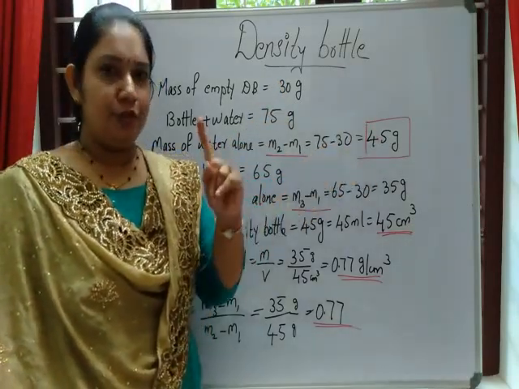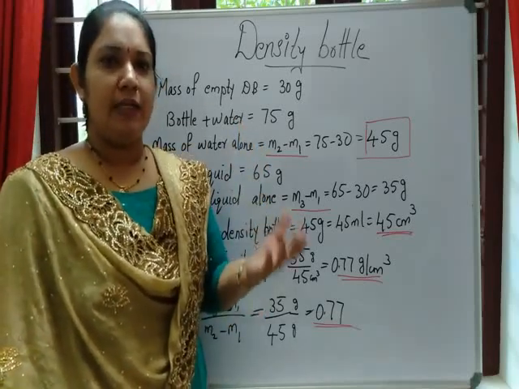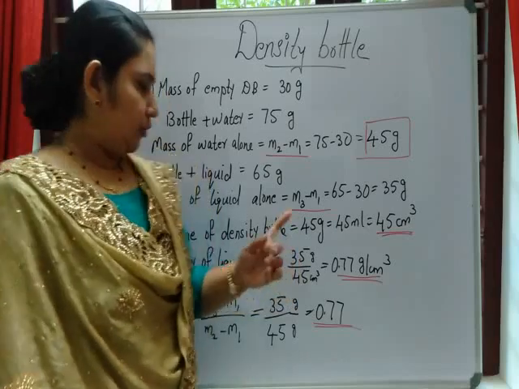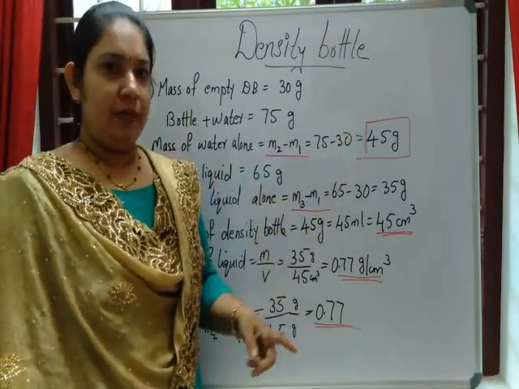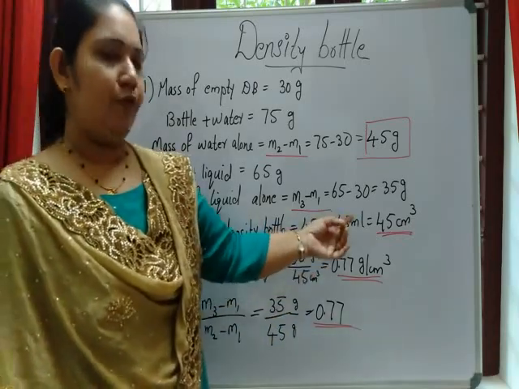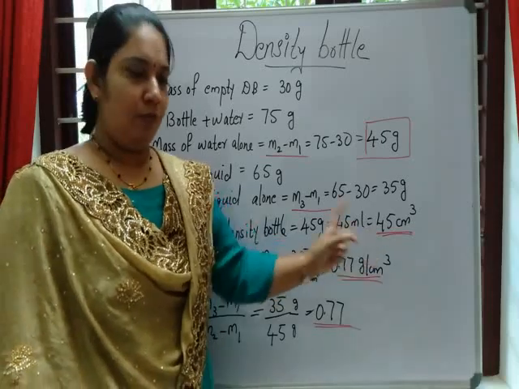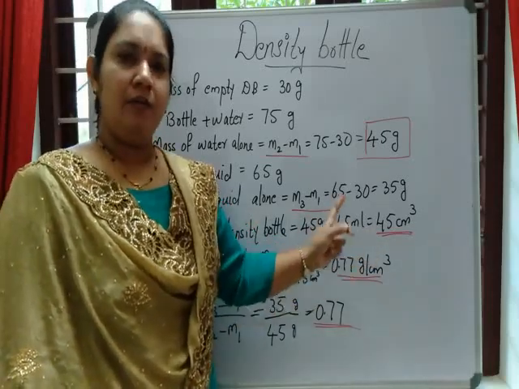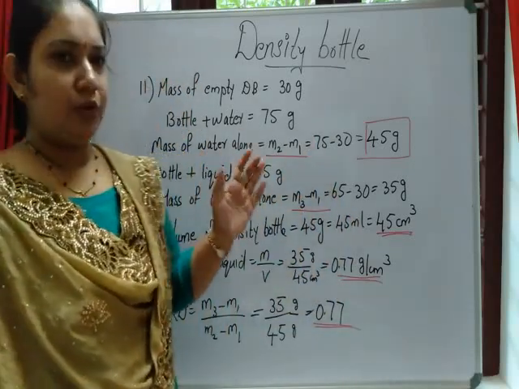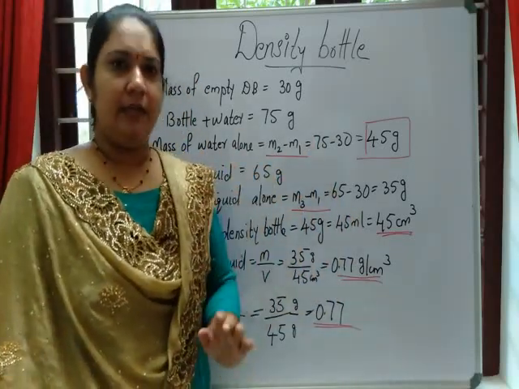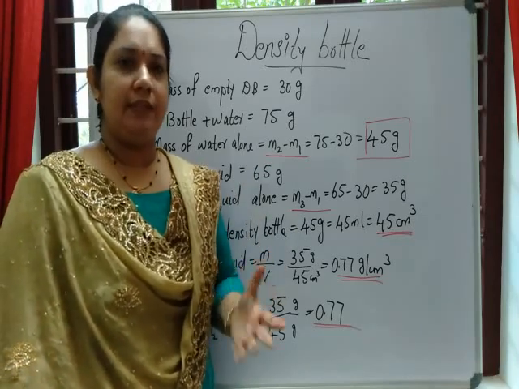At that time itself you should know the mass of water alone is the volume of the density bottle. So I wrote here the volume of the density bottle is 45 gram, or we can write 45 milliliter or 45 centimeter cube. All these are the same. 1 gram is 1 milliliter, and 1 milliliter is 1 centimeter cube. So once we calculate the mass of the water alone, it is clear that it is the volume of the density bottle.